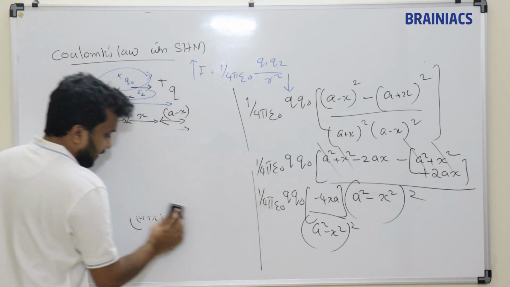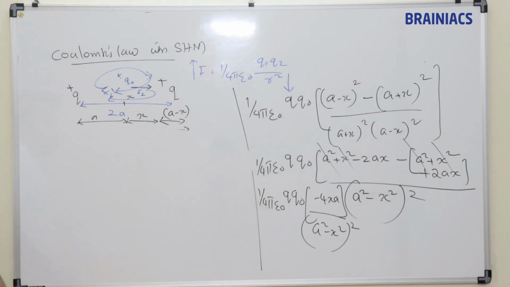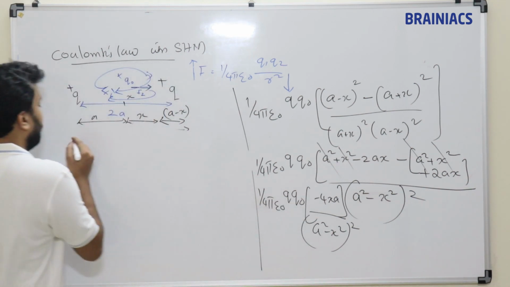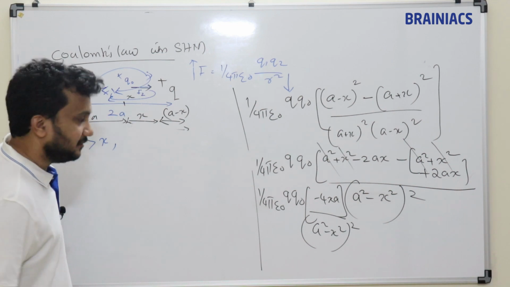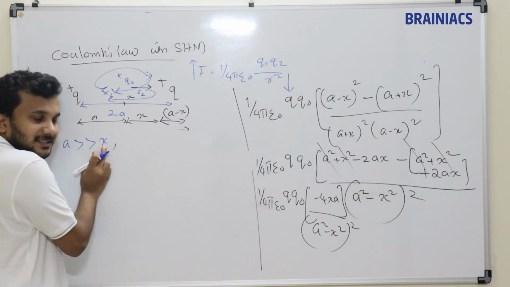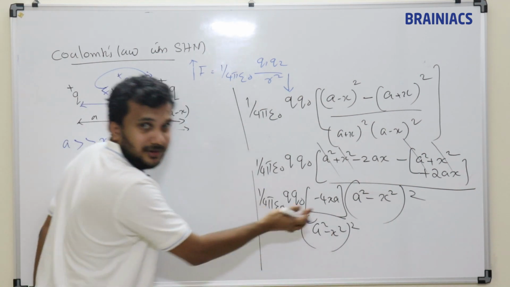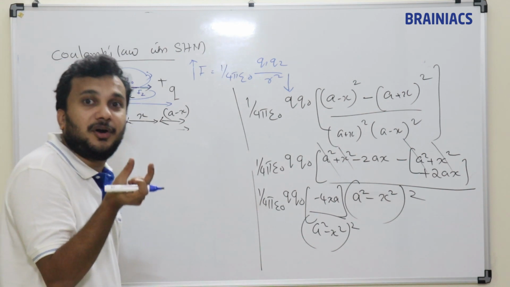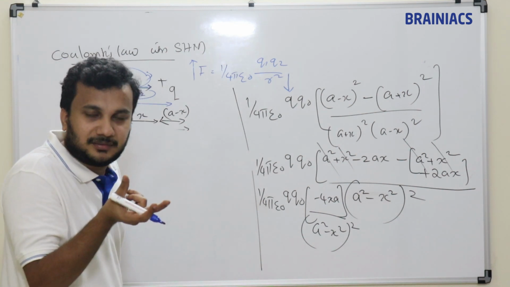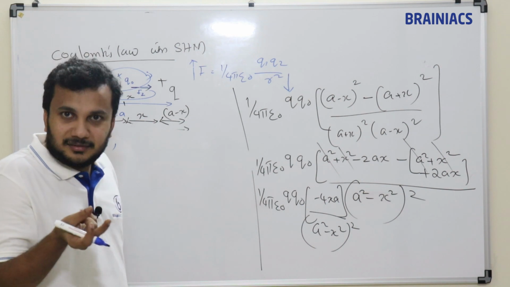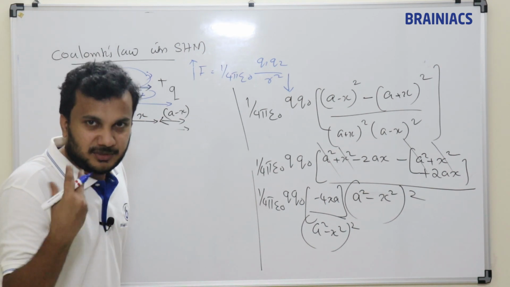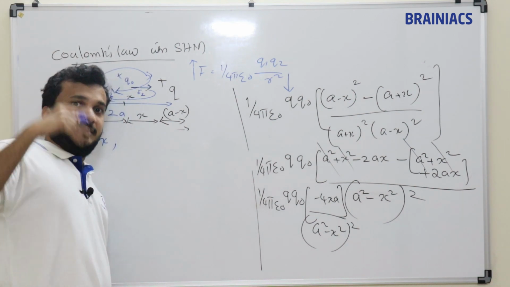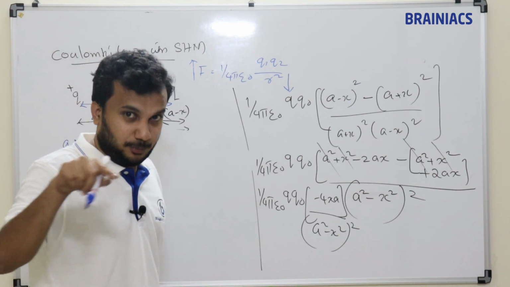The rest of the steps are written here. Okay, so we know A is greater than X, so X can be neglected. X is less. If you take X square, a small number like 0.1, squared gives 0.001. If you go like 1 by 2, which means 0.5, then 1 by 2 square is 1 by 4, which is 0.25.